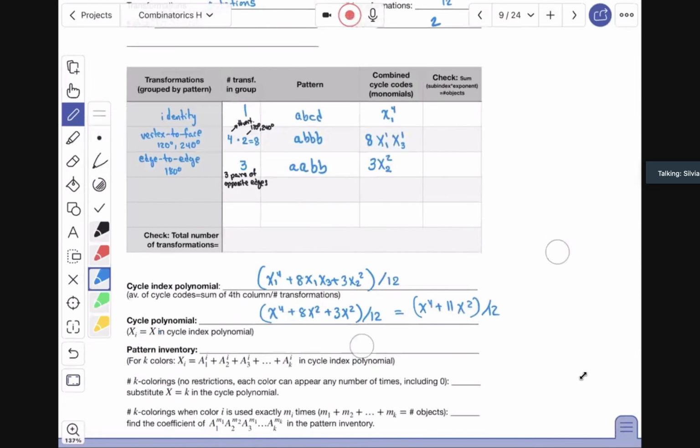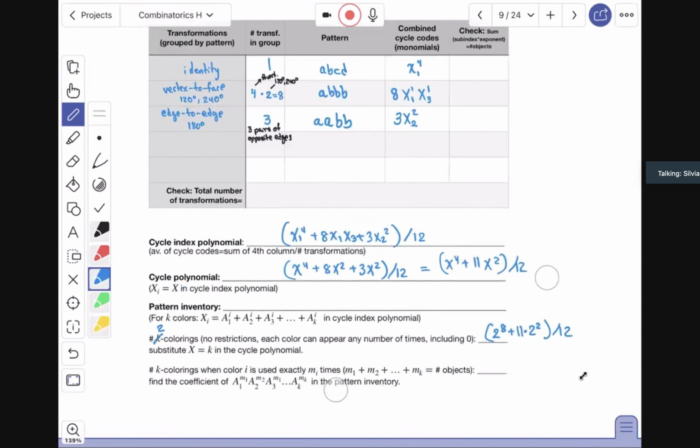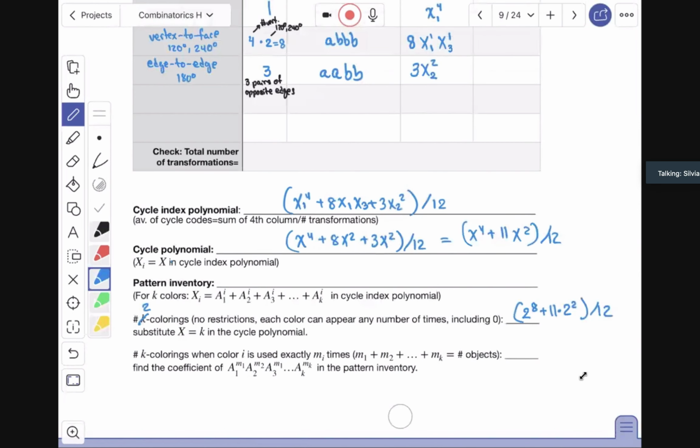So for my general problem here with 2 colors, if I use k equals 2, my answer would be 2 to the 8 plus 11 times 2 squared divided by 12. That would be the total number of colorings of the vertices of the tetrahedron with 2 colors where rotations are considered equal. Now, pattern inventory.